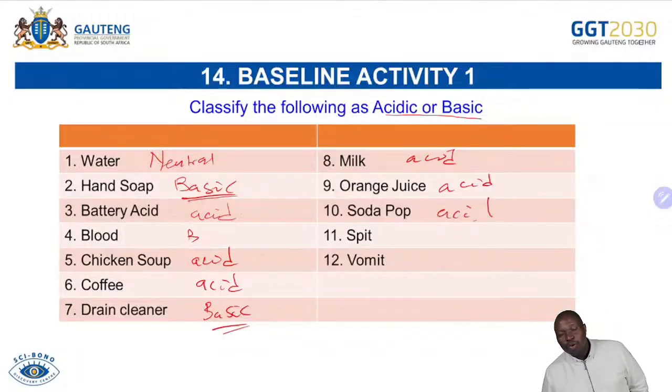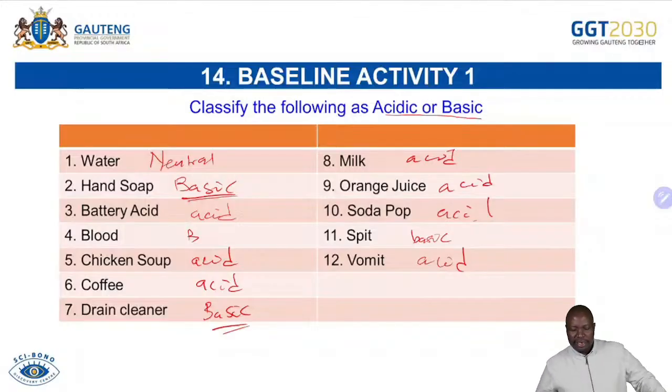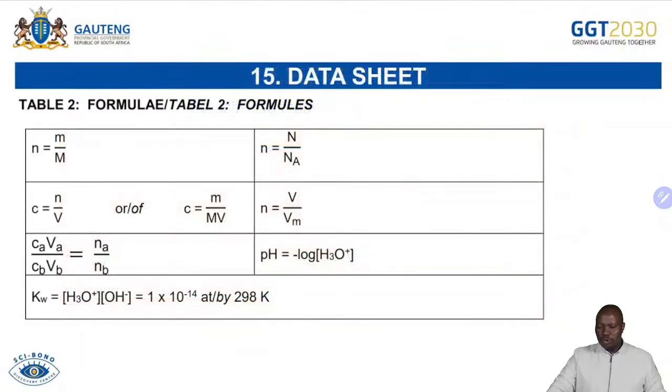And then you have your sperm and your vomit. Your sperm will be basic. However, when it comes to your vomit, remember we're talking about the stomach there. And you know in the stomach we have hydrochloric acid, which is a strong acid. So you will definitely categorize the vomit as an acid. I hope that helps you to see that this science that we are doing is applicable even in our day-to-day life. It's important that you know the data sheet.